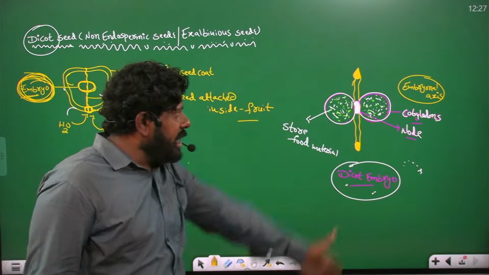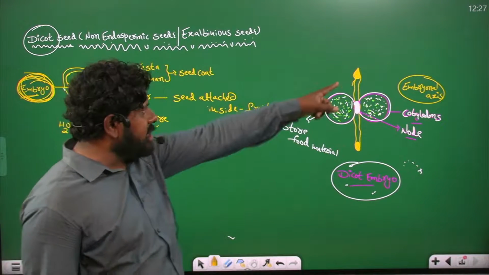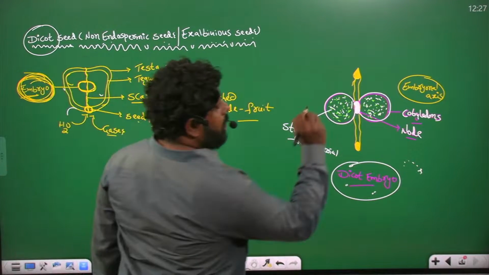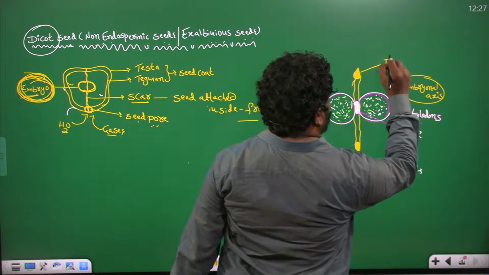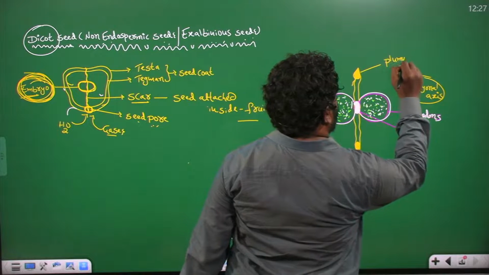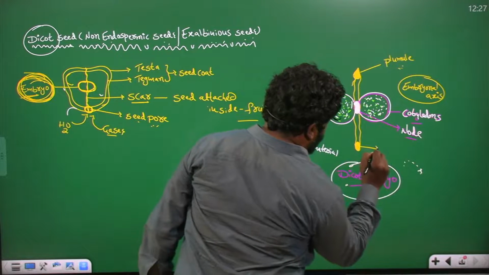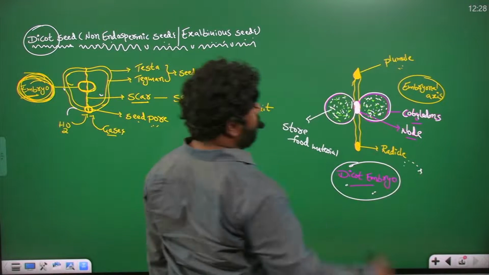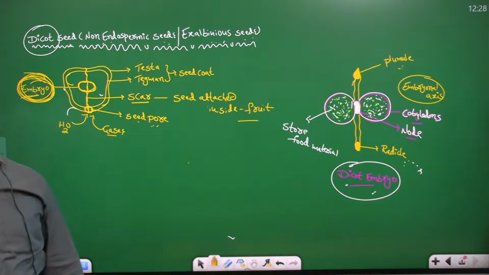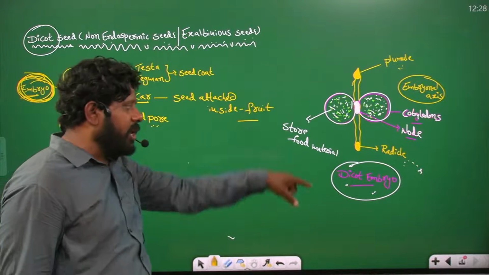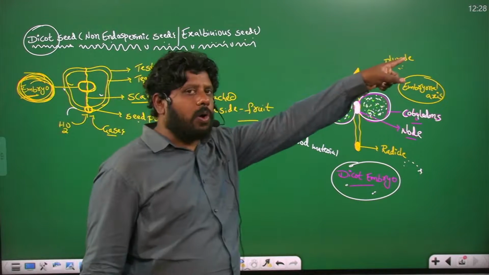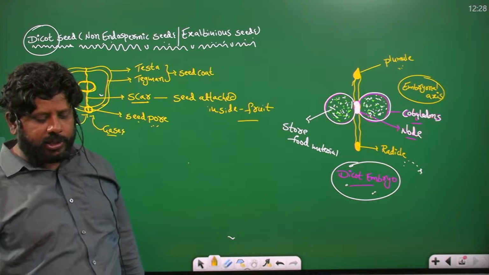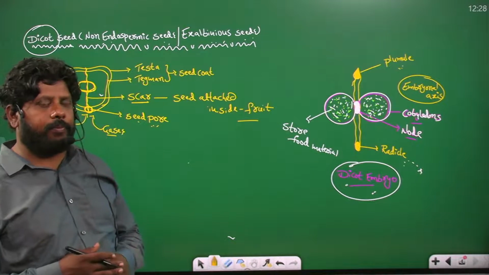This longitudinal axis is called the embryonal axis. This is the upper tip, this is the lower tip. This upper tip is called the plumule, and this lower tip is called the radicle.